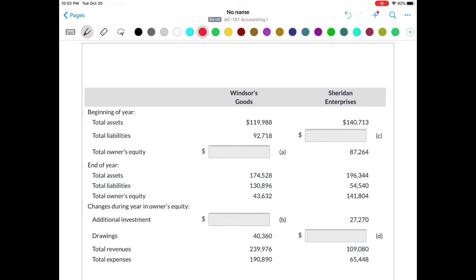Hey everybody, a quick overview of this problem from chapter 1. It looks at the accounting formula and also components of net income. Okay, so the two big focuses here are the accounting formula, so assets equals liabilities plus owner's equity, and this is part A, and then part B is asking you to look at owner's equity specifically.